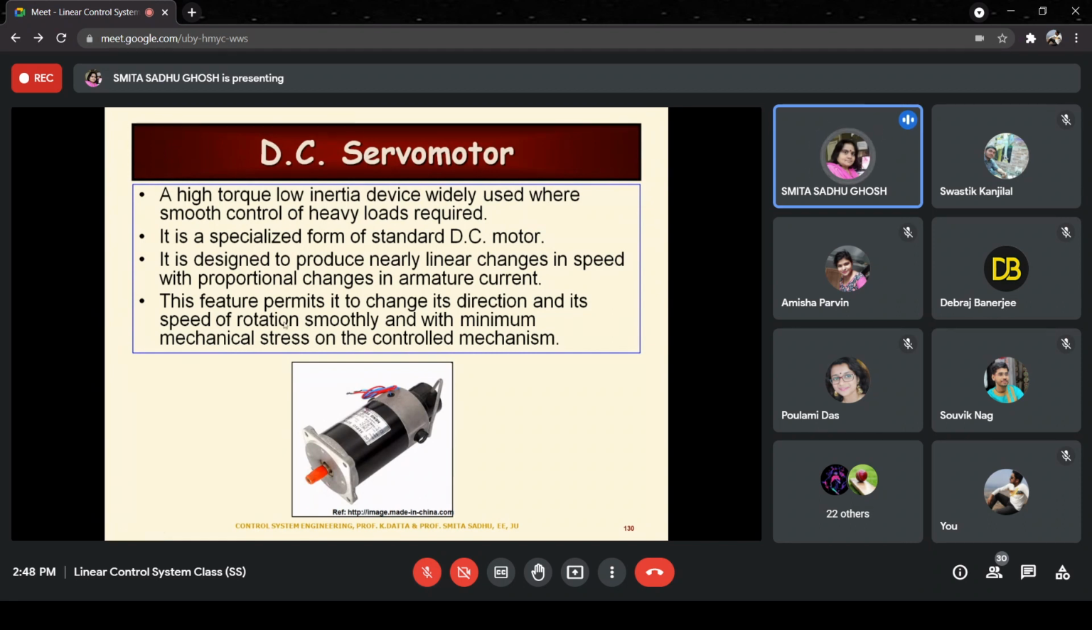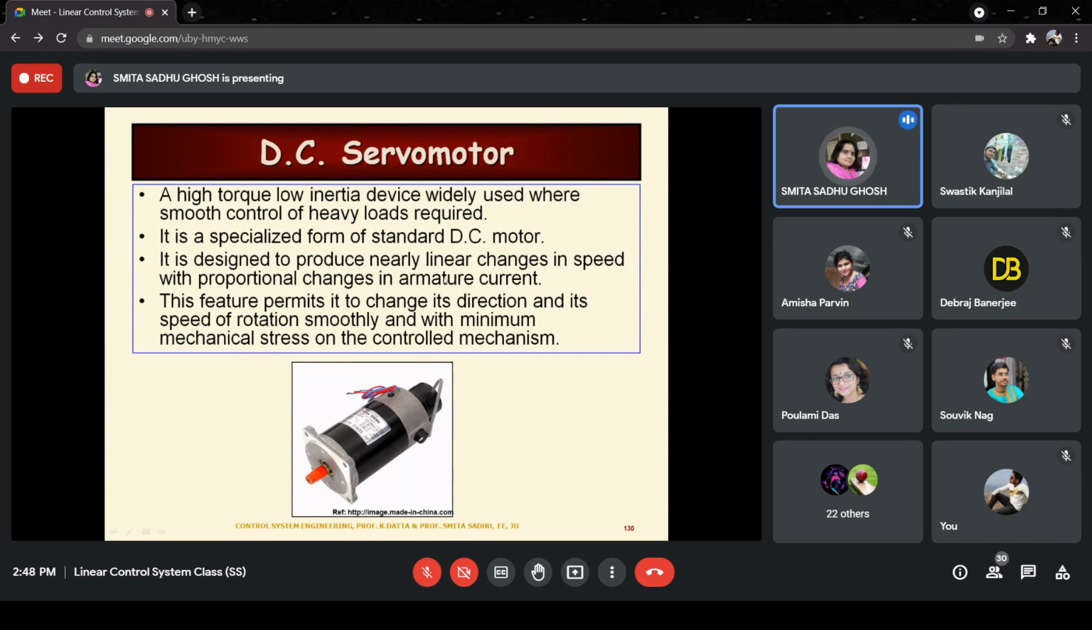That arises from the fact that high torque and low inertia are required for the motor to be operating as a servo motor for the specific application, that is a servo mechanism application. So it is a specialized form of a standard DC motor. It is a standard DC motor, but it is designed for a specialized application and hence its form is a bit special. So it is designed to produce nearly linear changes in speed with proportional changes in the armature current.